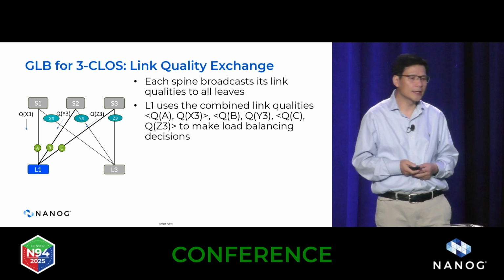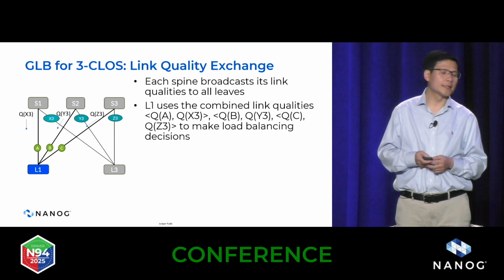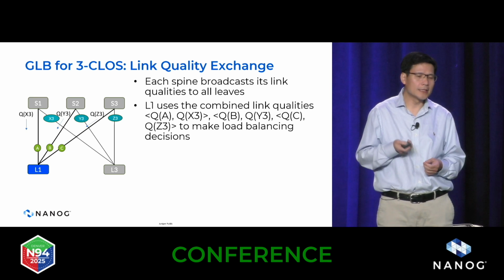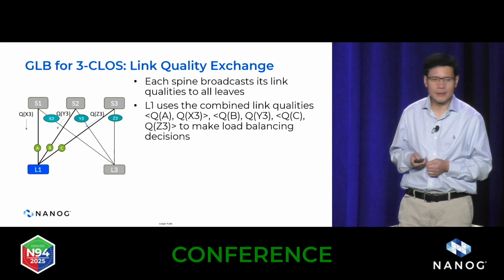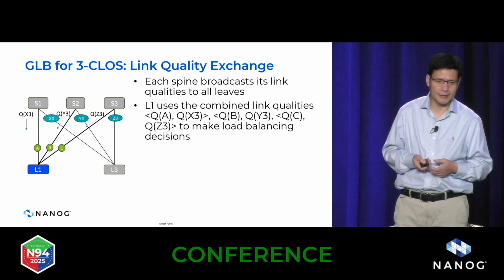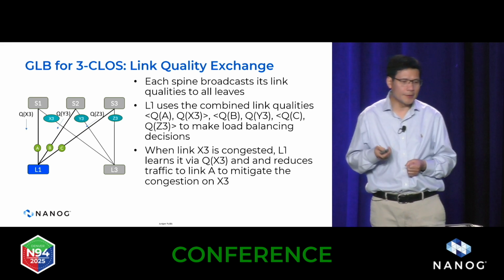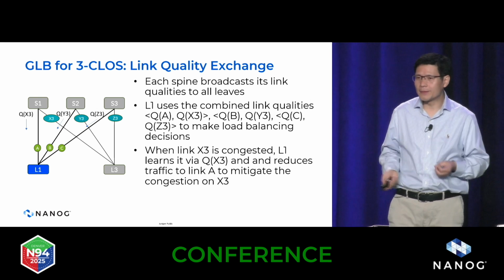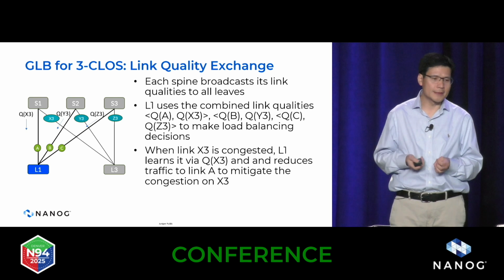Similarly, using the quantity of B and the quantity of Y3, L1 can determine the path quantity of S2. And also using the quantity of C and the quantity of Z3, L1 can determine the quantity of the path through S3. Once the path quantity is determined, leaf 1 can use them to adjust its hashing so that the load is balanced.